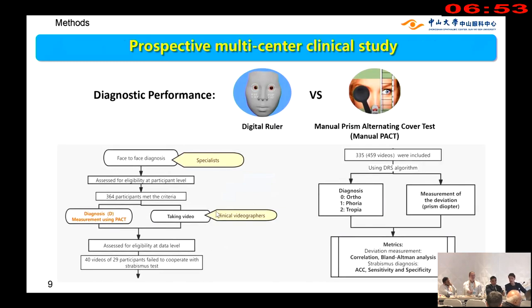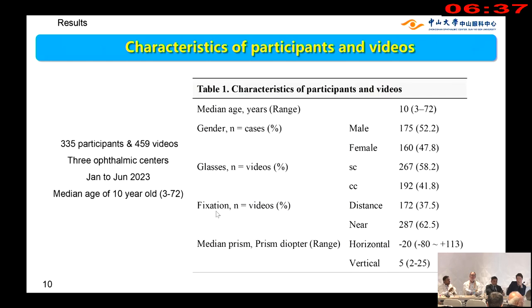We conducted a prospective multi-center clinical study to compare the diagnostic performance of the digital ruler with the manual prism alternate cover test according to expert labels. A total of 335 participants and 459 videos from 3 ophthalmic centers were included, with a median age of 10 years old, ranging from 3 to 72 years.